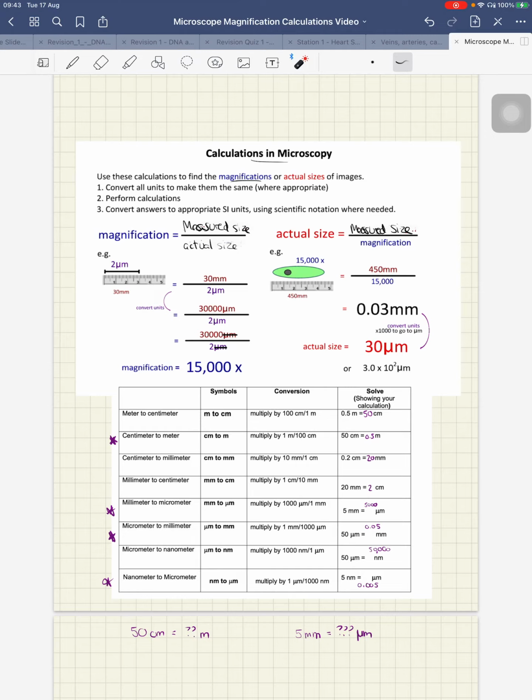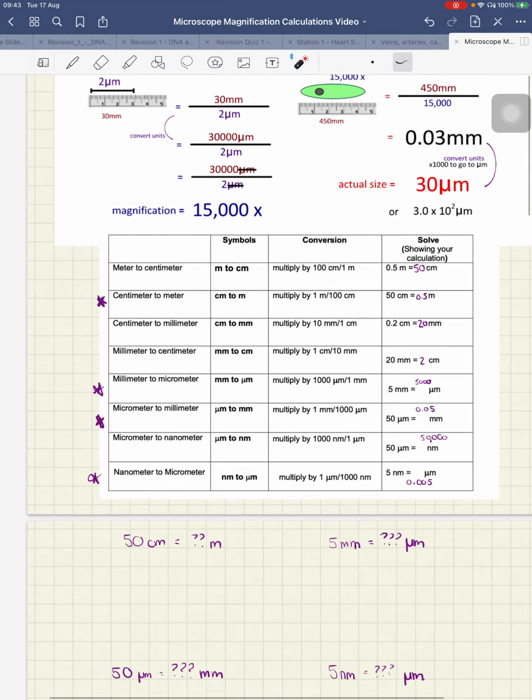But a couple of things we need to remember here: first, we've got to convert all units to make them the same, and I'll talk about what that means in a moment. You need to perform your calculation and then convert to the appropriate SI units, using scientific notation where needed. You have a bit of flexibility on that. So let's go over to the first idea here.